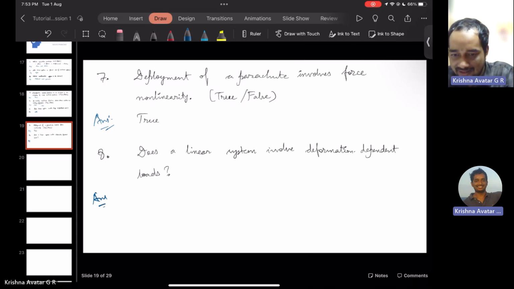The answer is obviously no, isn't it? Why? Because a linear system is known to be in a regime where the force is independent of the deformation of the body. There should not be any deformation dependent loads.